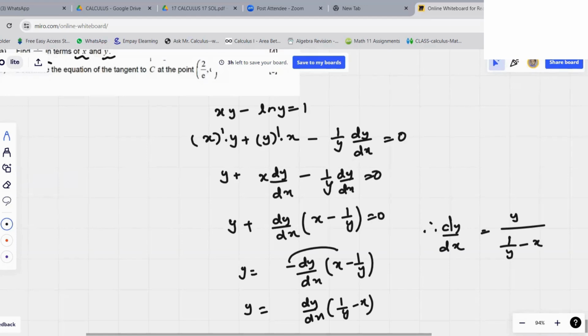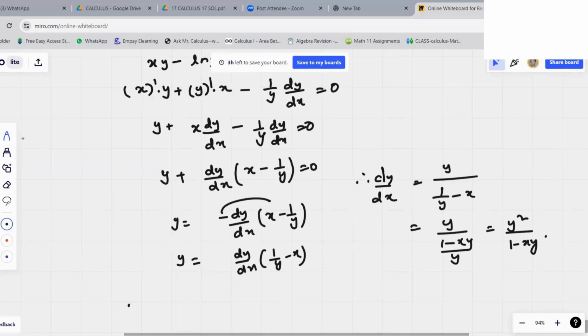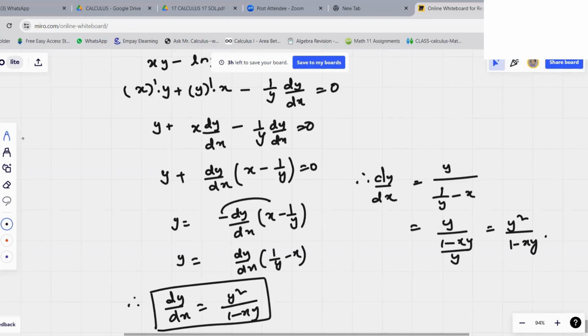But you want to simplify it still. That means here you can write it as y by (1 minus xy by y). When you take the reciprocal, you will get the function y square by (1 minus xy). Therefore, what is your dy by dx? dy by dx is equal to y square by (1 minus xy). Like this, you will get it.